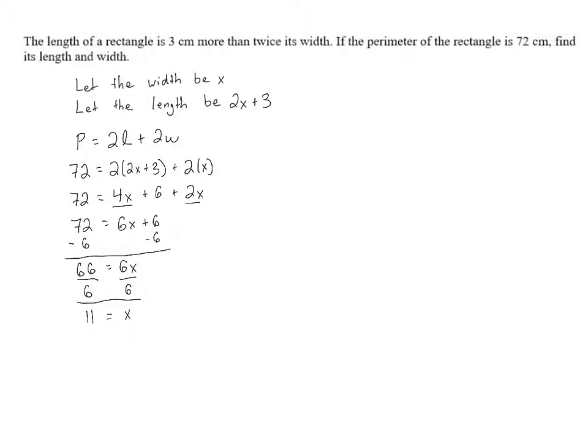Now we go back up to our let statements. We said that the width would be x, but we figured out that x is 11. So the width is 11, and this is measured in centimeters, so it'll be 11 centimeters. The length was 2x plus 3. Well, 2 times 11 is 22, and then 22 plus 3 is 25, so that's got to be 25 centimeters.